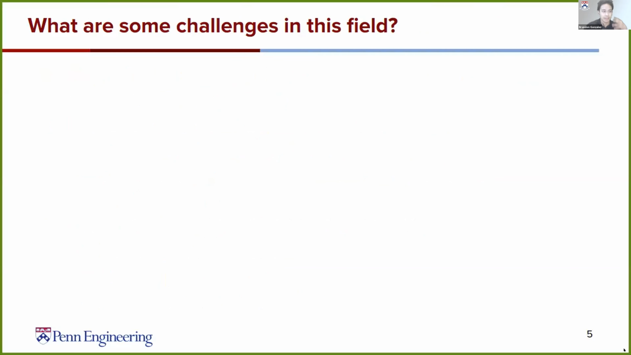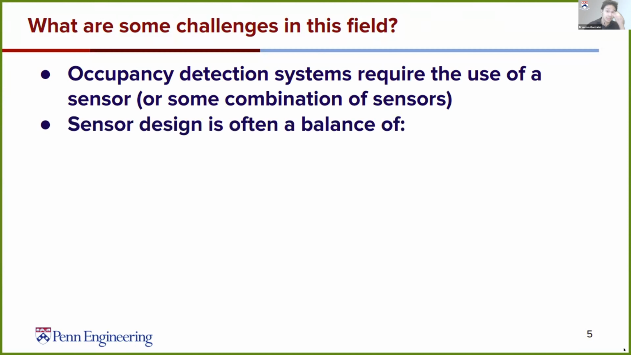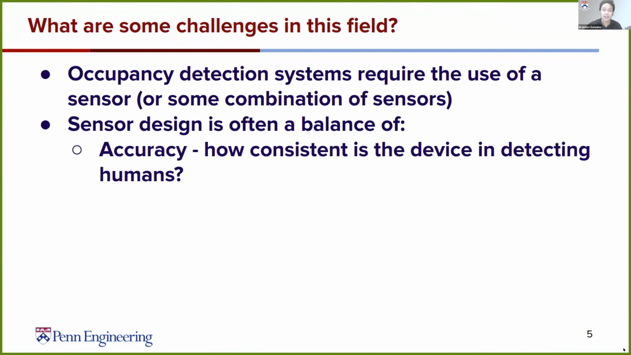So now that we have an understanding of what human occupancy detection is, let's think about some of the challenges in this field. Occupancy detection systems require the use of at least one kind of sensor, or some combination of sensors. When you're picking out or designing a sensor, it's usually a balance of several different things. So accuracy: how consistent is the device in detecting humans? How often is it giving false positives and triggering when there's no one actually there? As well as how often is it missing people in the scene?